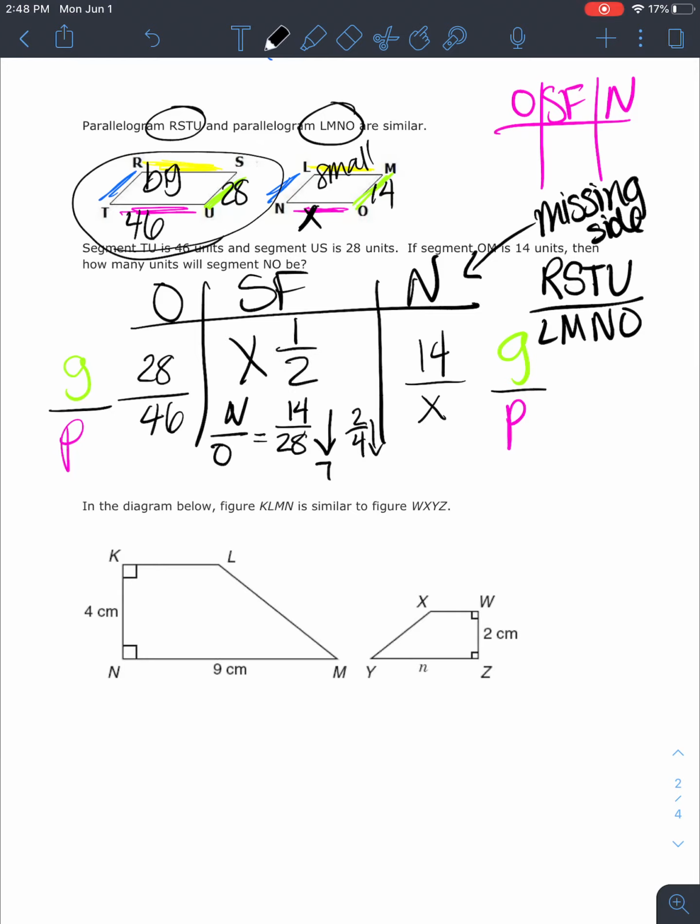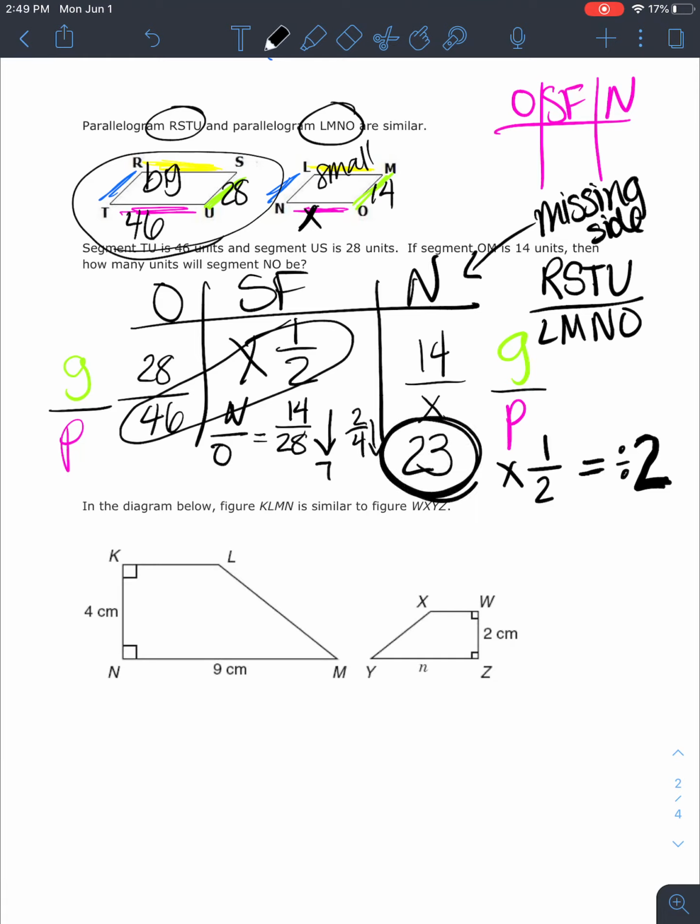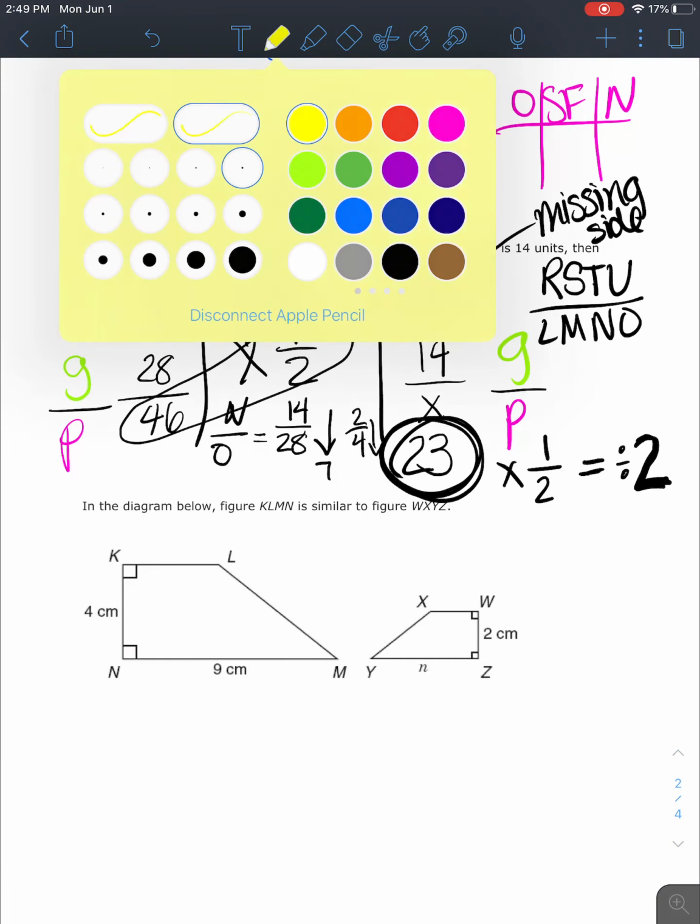1/2. A few things you should know: times 1/2 is 100% equal to divide by 2. Some of you are already seeing divide by 2, and that's totally fine. But when we talk about scale factor, it's never going to be division. We'll always represent it as multiplication. So just remember that. Now I need to do 46 times 1/2, which is 23. So that means this segment right here is 23.